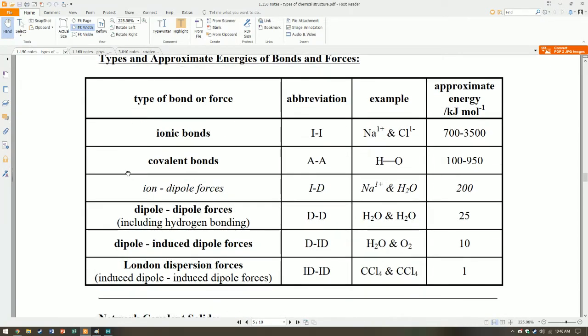Here's a table indicating the approximate energies of bonds and their forces. As you can see, ionic bonds are clearly the strongest, followed by covalent bonds, followed by dipole forces, which include hydrogen bonding, and then induced dipole forces and London dispersion forces. We can clearly see here that the stronger the bond is, the more energy you need to break it.